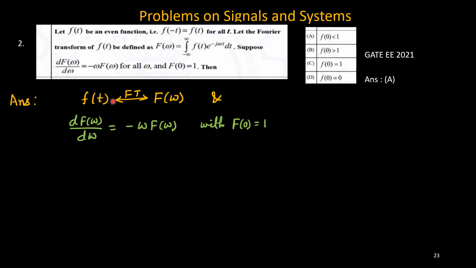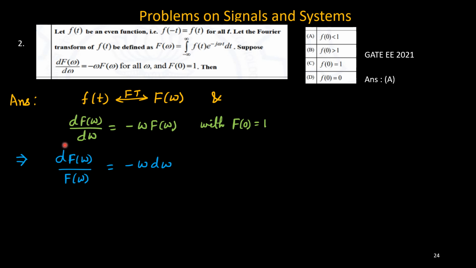Now f of t, small f of t, is a time domain signal, and its Fourier transform is capital F of W. Okay, and the relation given here is dF(W)/dW, the derivative of F(W), equals minus W times F(W). And it is also given that F(0) equals 1. So this differential equation we can solve.